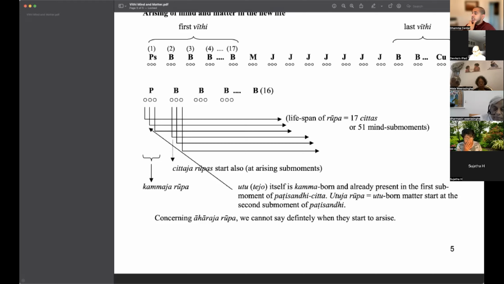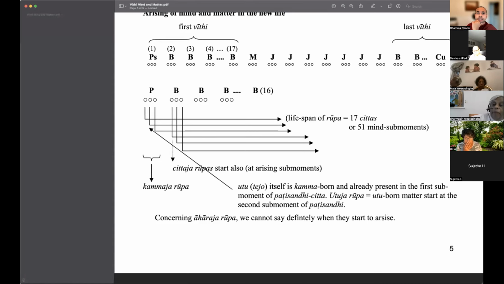Let us read about lahuta, muduta, kammanyata, which is on page number 15.